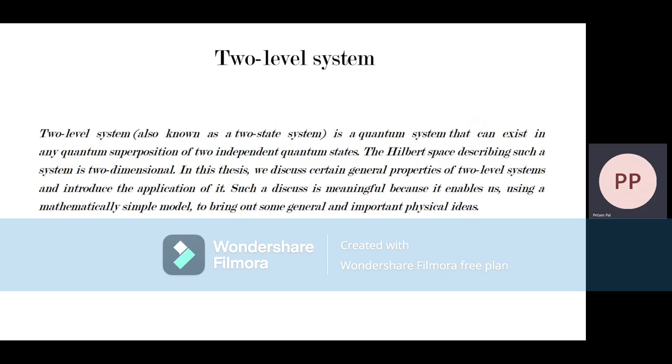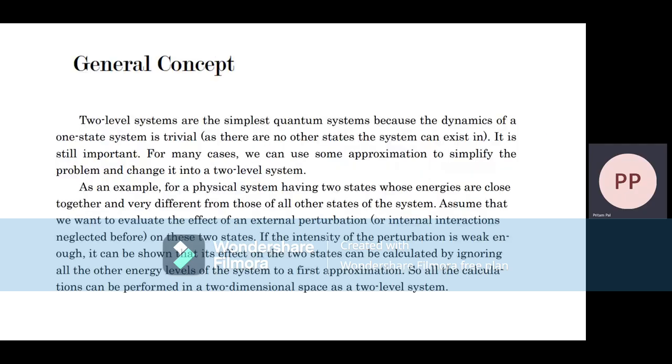We discuss certain general properties of the two-level system, and we will introduce the applications, how in real life we get a two-level system, what the mathematical model is, and what the wave function looks like. Basically, we'll be discussing that in today's session. These are the general concepts. Two-level systems are the simplest quantum systems because the dynamics associated with them is trivial.